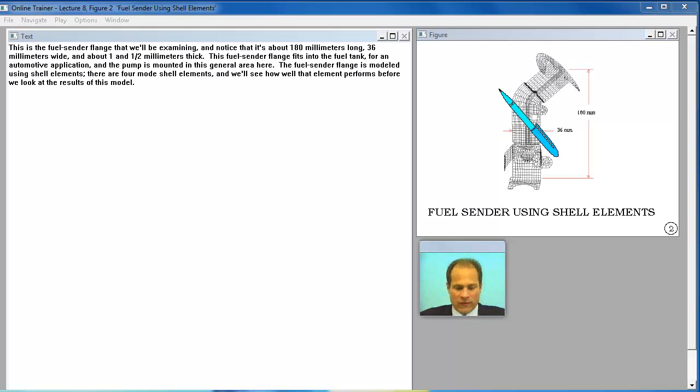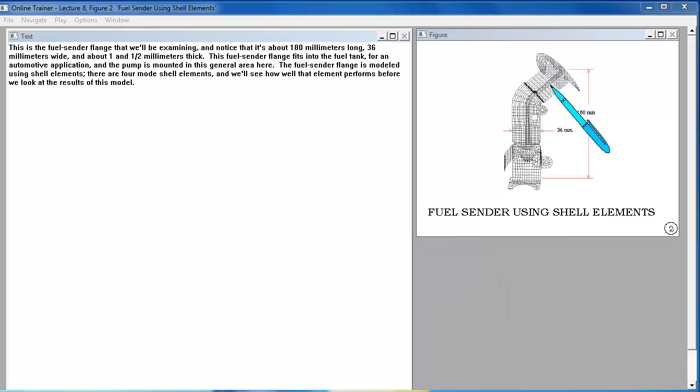This is the fuel sender flange that we'll be examining, and notice that it's about 180 millimeters long, 36 millimeters wide, and about 1.5 millimeters thick. This fuel sender flange fits into the fuel tank for an automotive application, and the pump is mounted in this general area here.